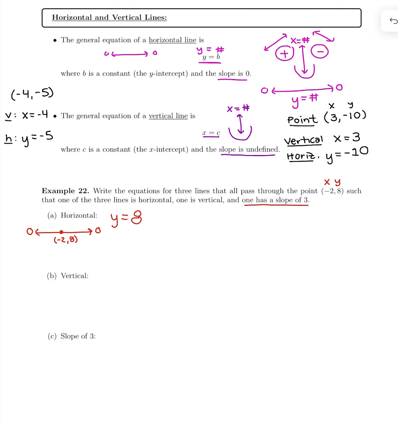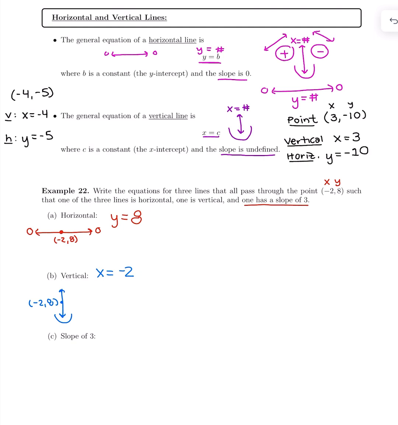Versus vertical. Think about a vertical line through the point negative 2, 8. The Y value is going to go down to negative infinity, up to positive infinity. But what's going to stay the same is always X equals a number. It's going to be X equals negative 2, the X value at this point. And its slope would, of course, be undefined if we were asked.